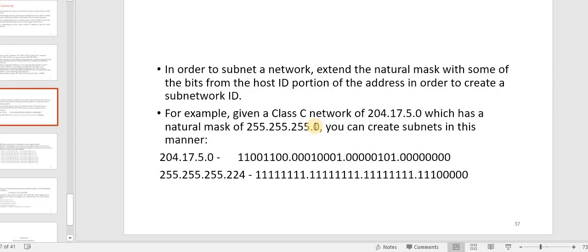Now, given this mask, you can create subnets in this manner. This is the given IP address, and this is the subnet mask for the subnets we are going to create. Alright, in this example we will see how we can divide a network into 8 subnets by taking 3 bits from the host part, because in here we had 8 bits for the host ID. We will take 3 of the 8 bits to create subnets. We will use only 5 bits to identify hosts. Let me show you how we do that.